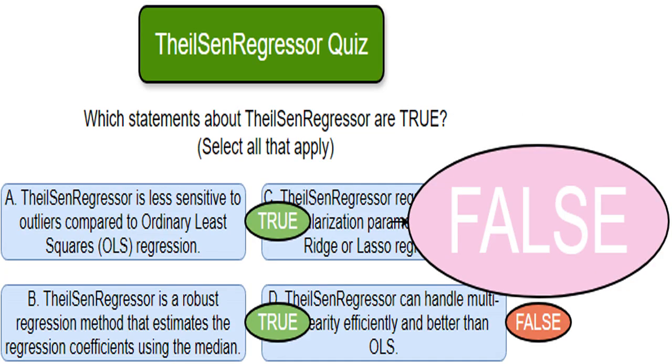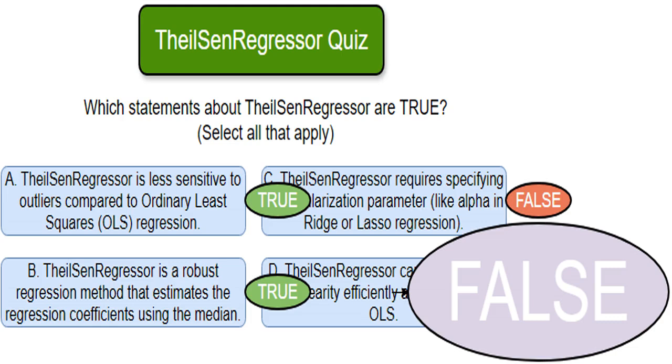Statement C is incorrect. Unlike ridge or lasso regression, which use regularization parameters, like alpha, to prevent overfitting, TheilSenRegressor doesn't require specifying any such parameters. Its robustness stems directly from the median-based estimation, not from penalization of coefficient sizes. I see this as a key difference from other regression methods.